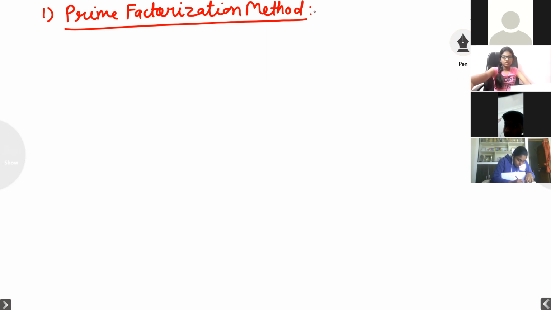If I am talking about prime factorization, it means firstly I want to divide that number by the least prime number. One is not a prime number; one is neither prime nor composite. What is the first least prime number? 2 is the first least prime number. One example I am writing.